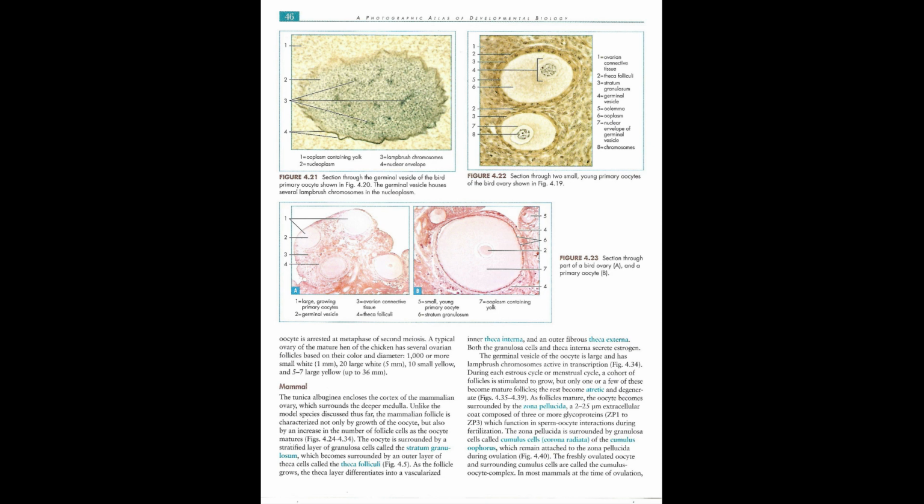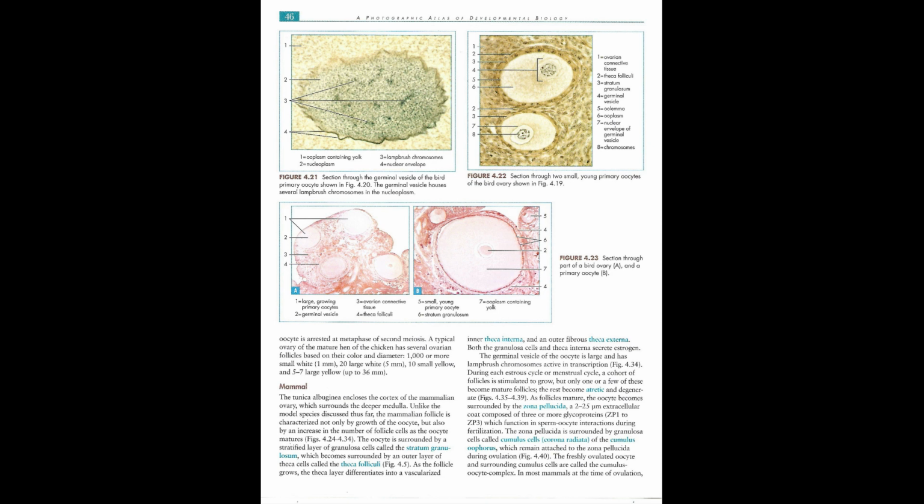As follicles mature, the oocyte becomes surrounded by the zona pellucida, a 2 to 25 µm extracellular coat composed of 3 or more glycoproteins, ZP1, ZP2, ZP3, which function in sperm-oocyte interactions during fertilization. The zona pellucida is surrounded by granulosa cells called cumulus cells, corona radiata of the cumulus oophorus, which remain attached to the zona pellucida during ovulation, Fig 4.40. The freshly ovulated oocyte and surrounding cumulus cells are called the cumulus oocyte complex.